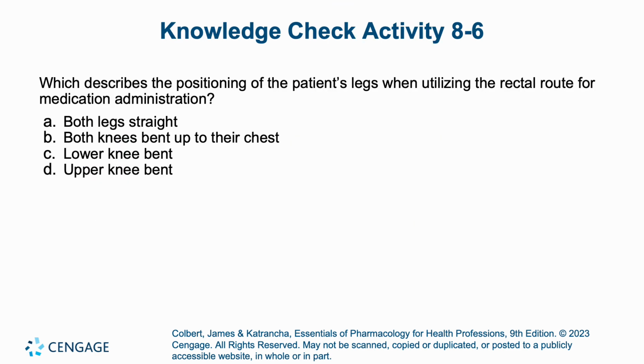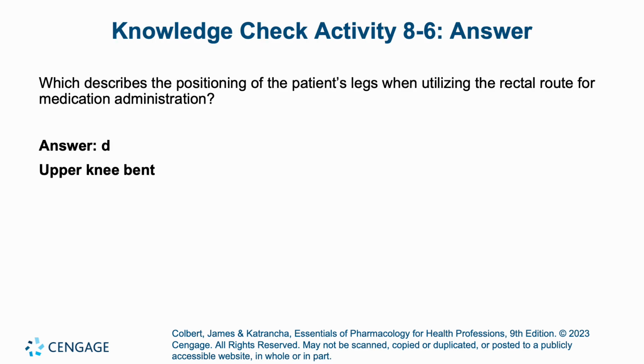Knowledge check: which describes the positioning of the patient's leg when utilizing the rectal route for medication administration? A, both legs straight. B, both legs bent up to the chest. C, lower knee bent. D, upper knee bent. And the answer is D, upper knee bent.